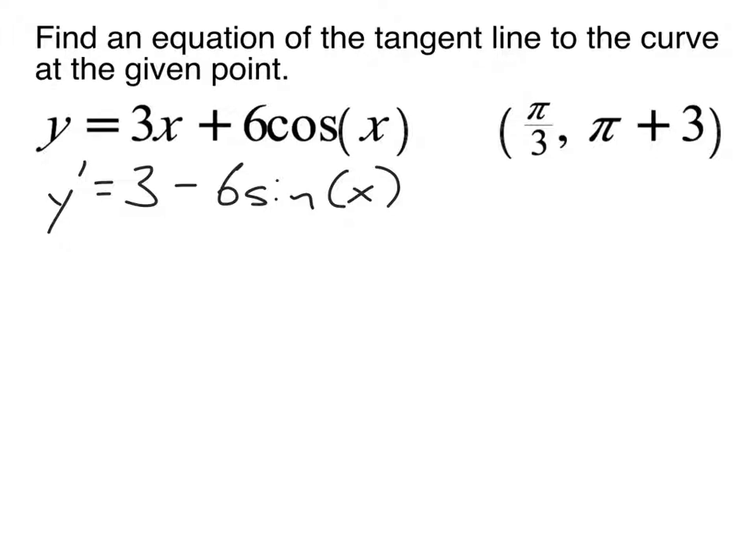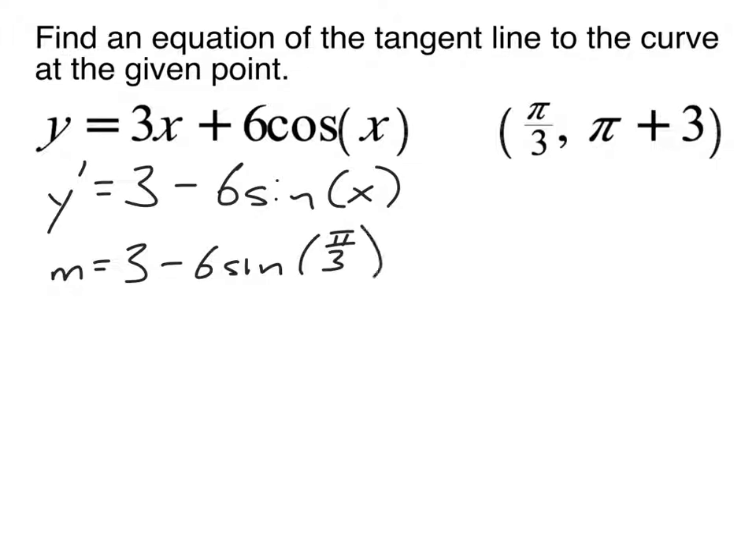I can plug in any x value now and figure out what the slope of that function is at that point. And so I now go over to my point here, and I see that the x-coordinate I'm working with here is pi over 3. So I want to now know what the slope is, so I'm going to call it m for slope. You don't have to, obviously, but it sticks with convention. m will equal 3 minus 6 times sine of pi over 3.